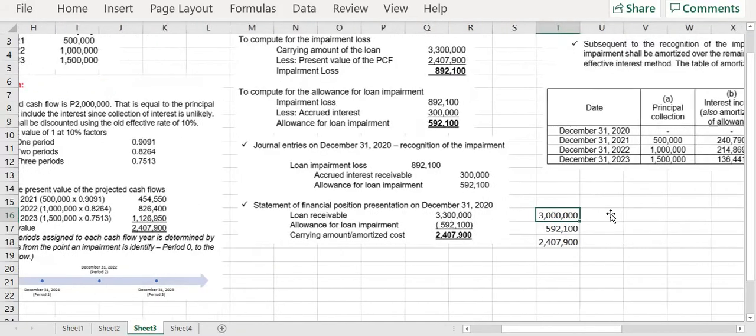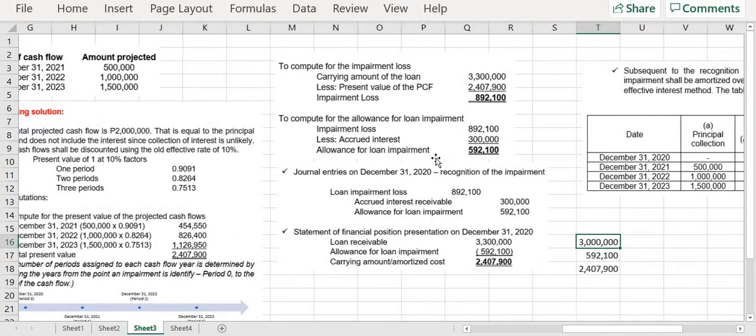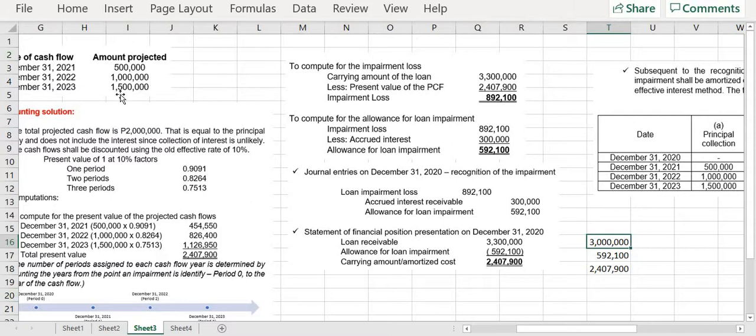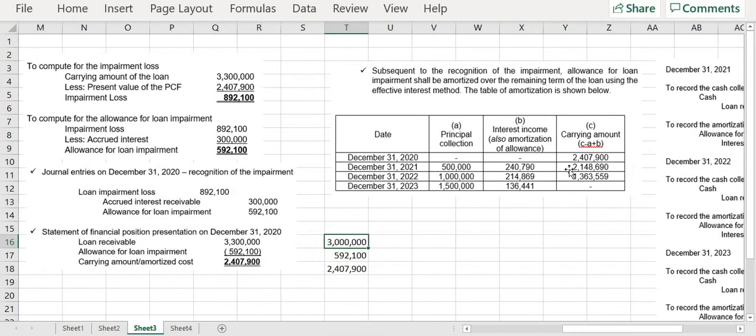Okay? Now, gawa tayo ng table. Ayan. To amortize the allowance, no, for loan impairment. Okay? So, may table tayo dyan for the dates, no? 2020, 21, 22, and then 23. Ayan. So, meron tayong principal collection. Ito yung principal collection natin. Ayan. Ito. Principal collection, 500,000, 1 million, and then 1.5 million. So, ito yung nandito. For 21, 22, and 23.